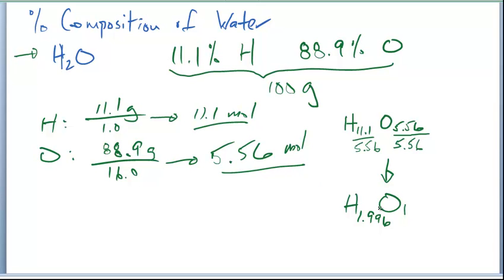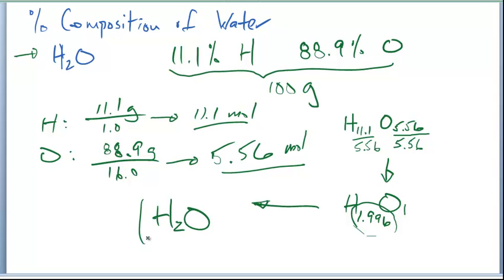So you realize that it's not a perfect world, and that's about as close to 2 as it gets. And so it is a-okay when a number is that close to a whole number to round it to the nearest whole number. And when you do that, then you do indeed get H2O. All right.